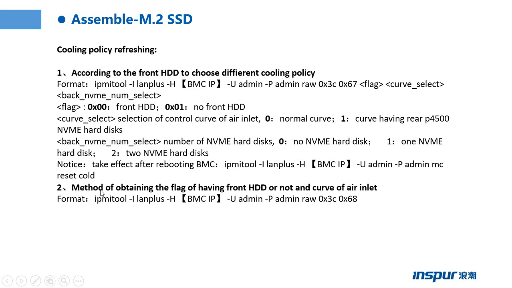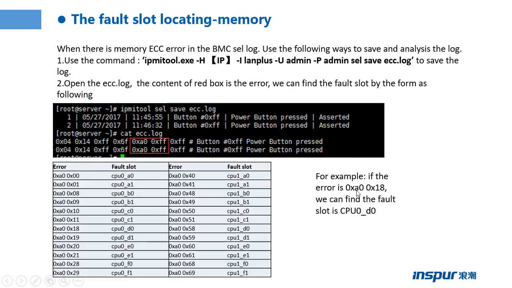This part tells us the method of obtaining the flag of having front hard drives or not, and the queue of AI inlet. We can input its command and see the flag and the queue of the AI inlet. This page is the last page.